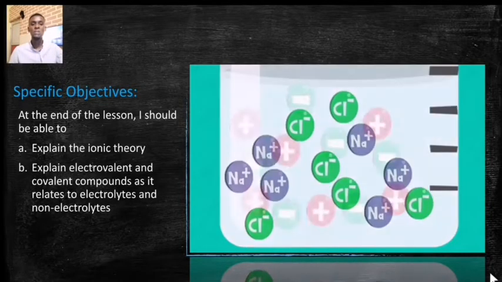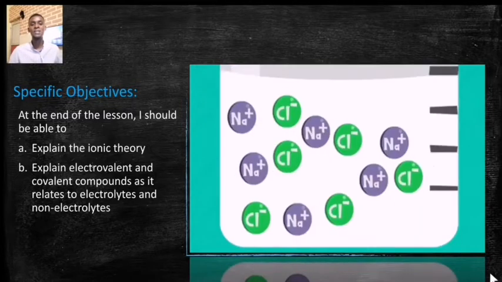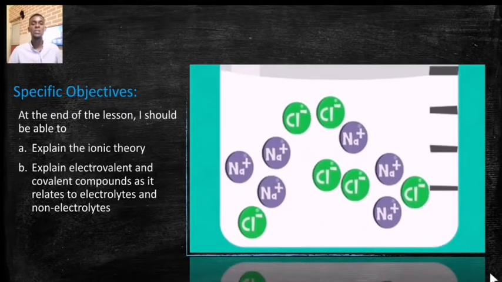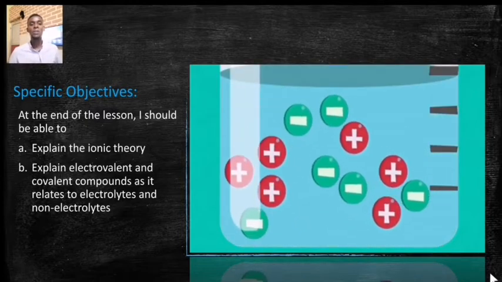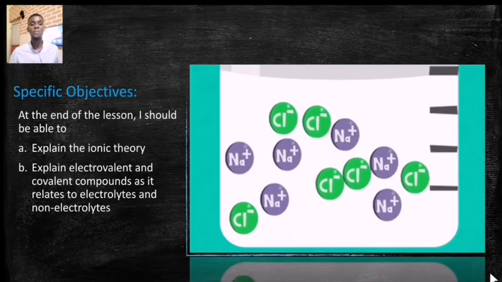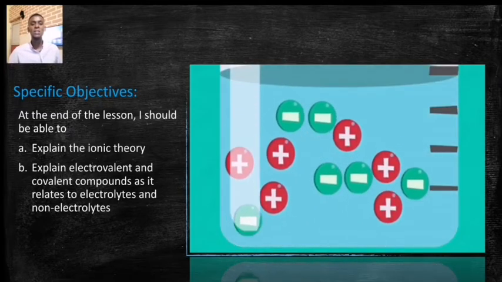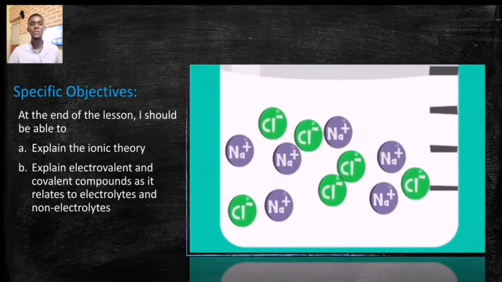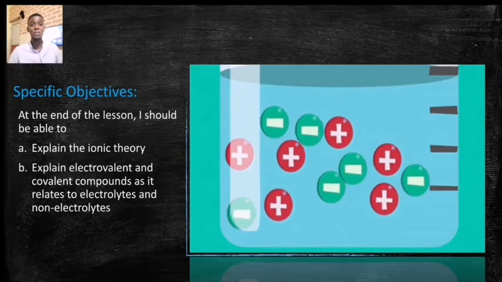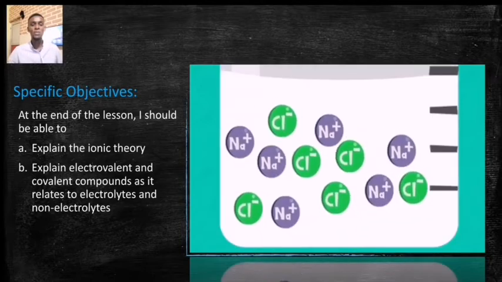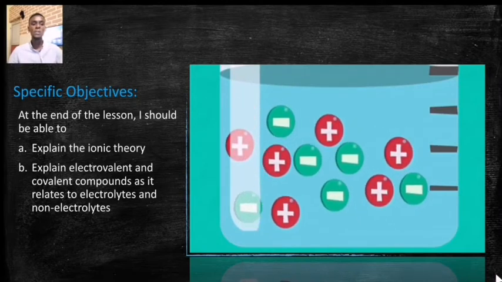Now, the second aspect is you should be able to explain electrovalent and covalent compounds as they relate to electrolytes and non-electrolytes. For most of us, we can still remember what electrovalent and covalent compounds are. And so we're going to be looking at this briefly, but relating it to electrolytes and non-electrolytes. Now, this is a terminology that may seem strange to some of you and may not to others, but stay tuned and learn and see what we have. You'll be learning a lot from the lesson.